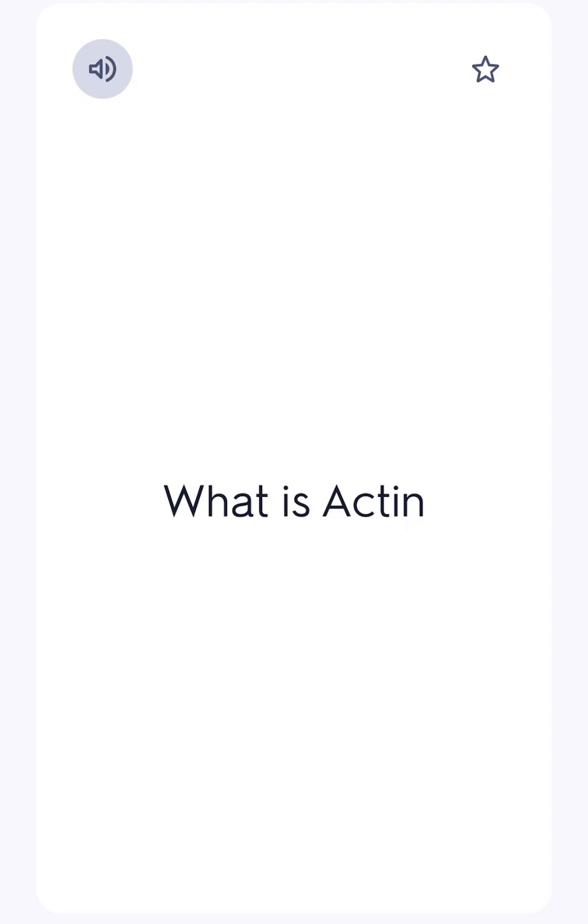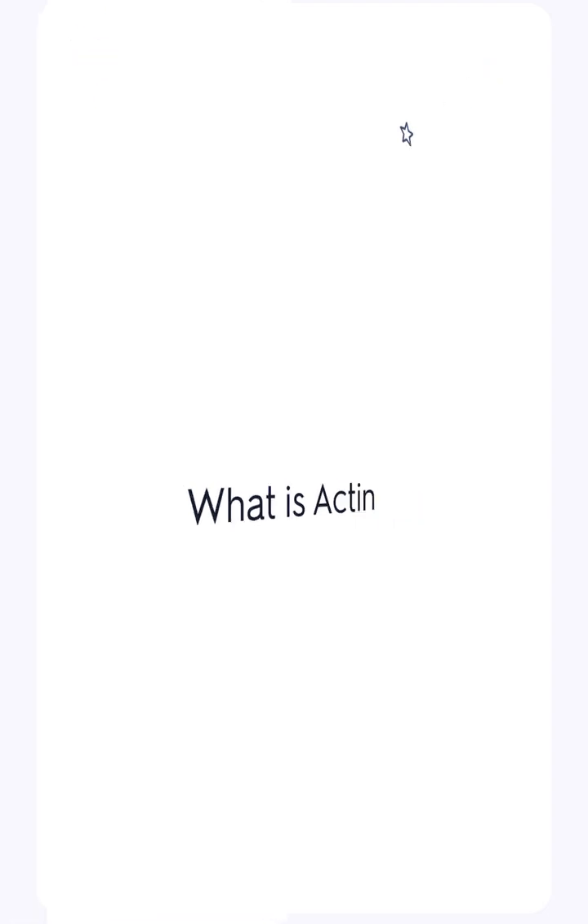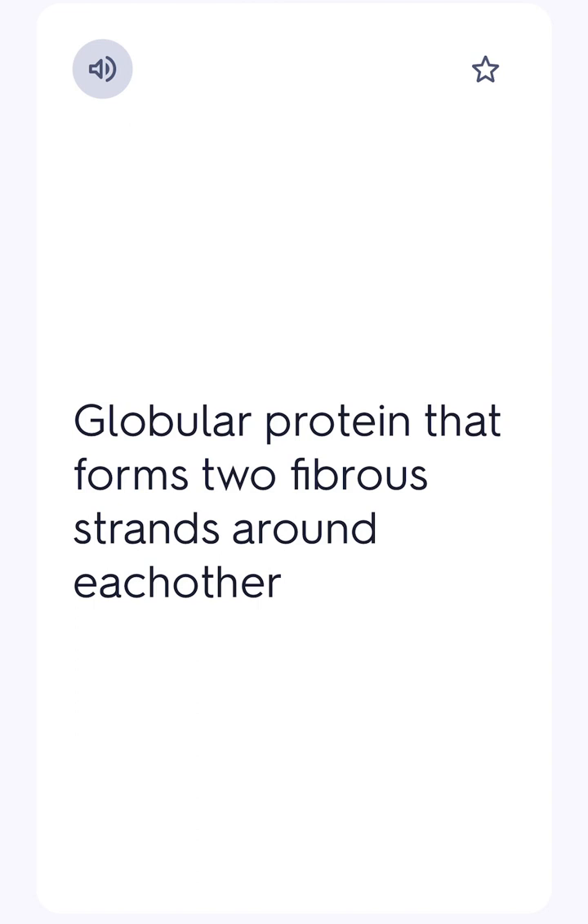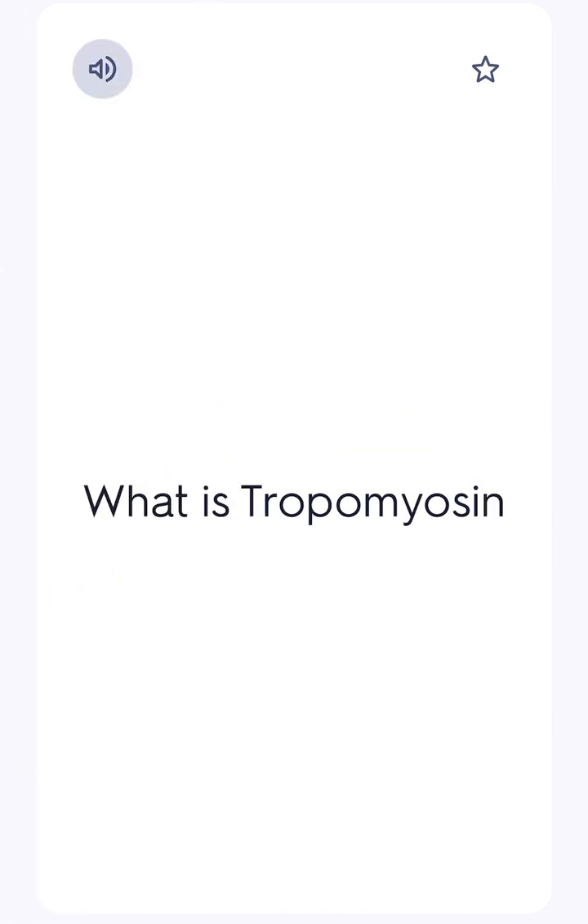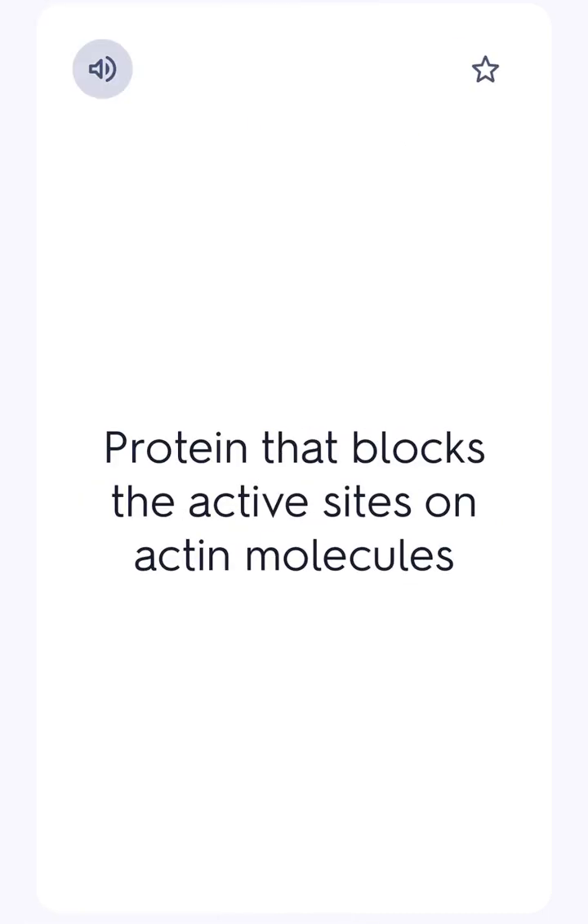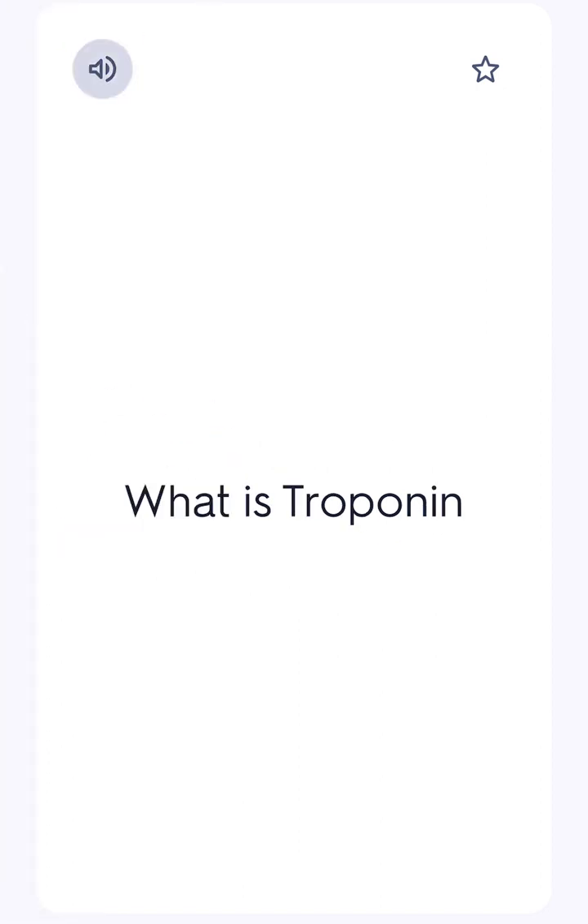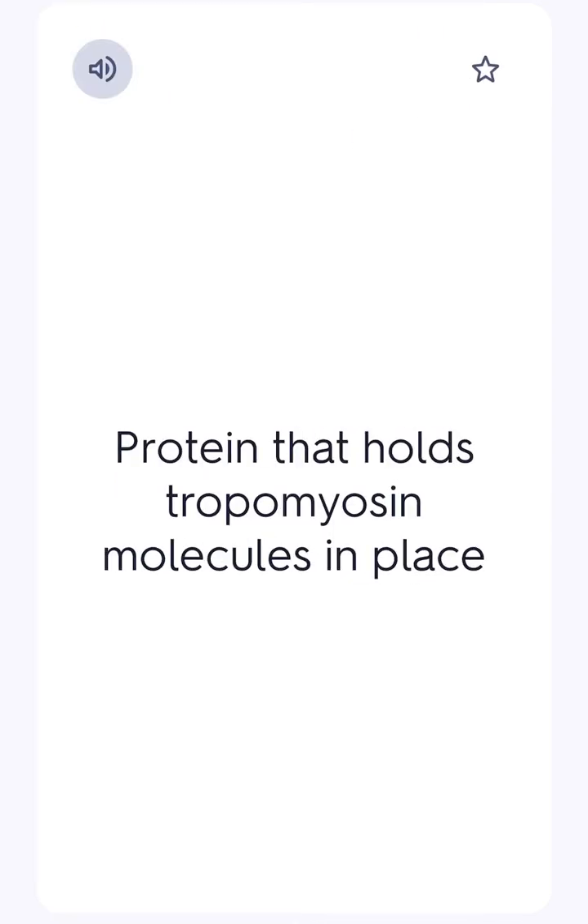What is actin? Globular protein that forms two fibrous strands around each other. What is tropomyosin? Protein that blocks the active sites on actin molecules. What is troponin? Protein that holds tropomyosin molecules in place.